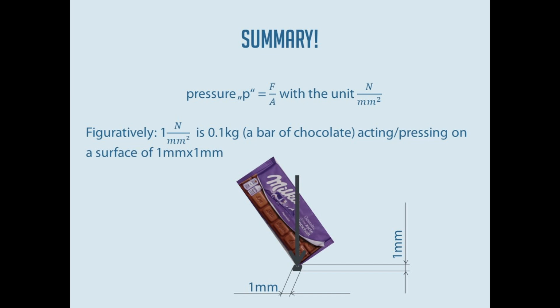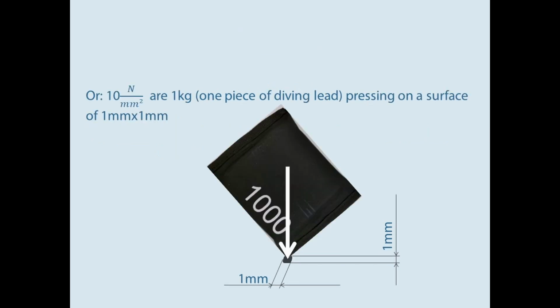This may be a bit abstract, but let's take a look at a diver's example. We could also say 10 Newton per square millimeter, which would now be the pressure that 1 kilogram of diving lead would exert on an area of 1 square millimeter, thus 1 millimeter times 1 millimeter, as shown here in the picture. So we know that pressure is force per surface, N divided by square millimeter.